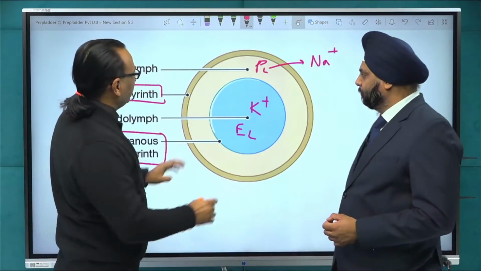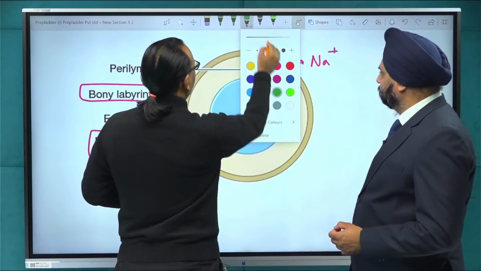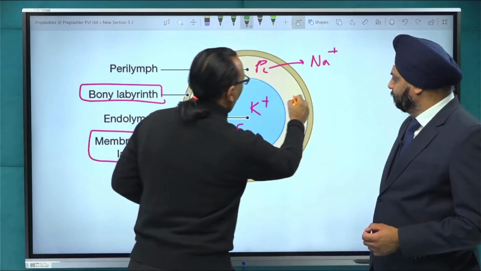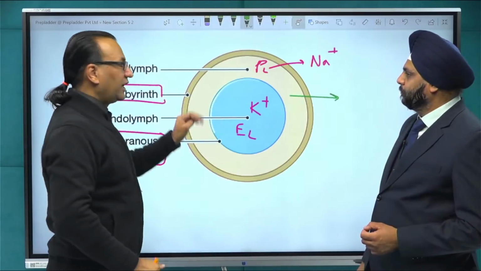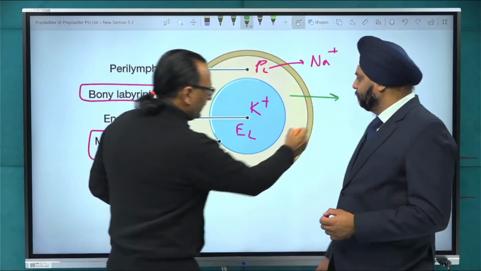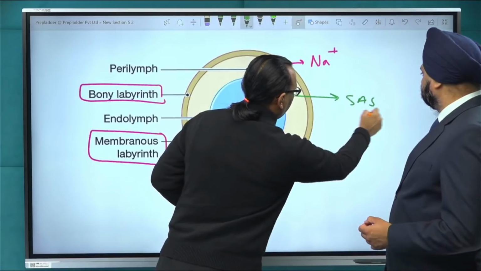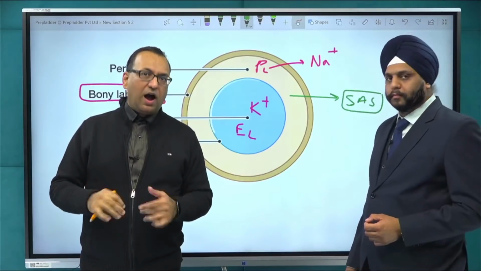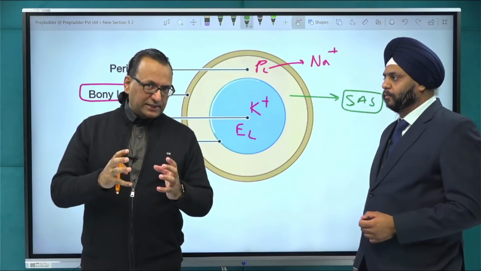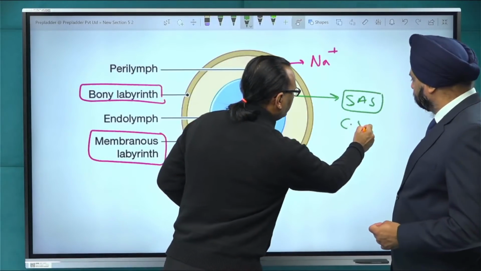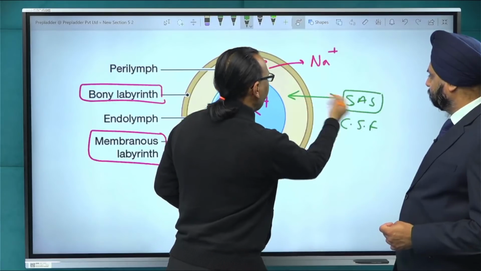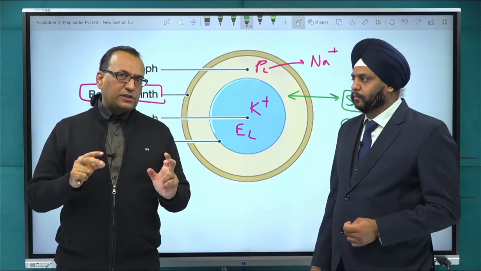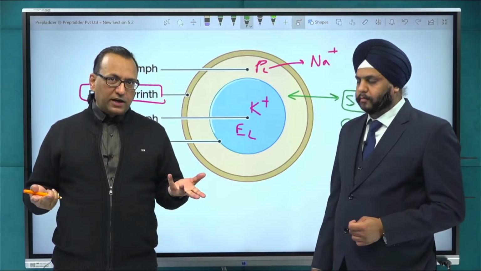And in that context, if we are talking about the perilymph, it is going to be continuous with the CSF space, basically the subarachnoid space. And what is in the subarachnoid space? CSF, ultrafiltrate of blood. So that CSF, which is in the subarachnoid space, is somehow communicating with the perilymph space. What is that communication? That is called the aqueduct of cochlea or cochlear aqueduct.